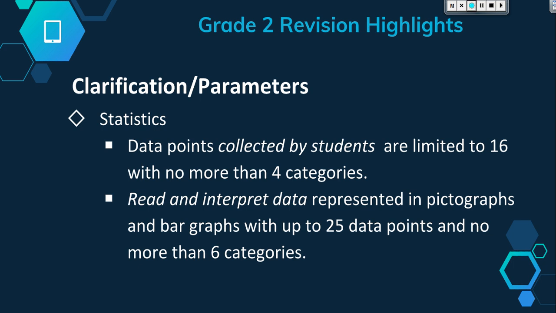Clarification for graphing: students are expected to collect data up to 16 data points in no more than 4 categories, but to be able to read and interpret data with up to 25 data points and no more than 6 categories. So if I was talking about the types of animals in a zoo and I was collecting the data myself, I would only talk about 4 types of animals, and I wouldn't count any more than 16 animals. But if I was interpreting that data, I could have up to 6 types of animals with up to 25 animals.